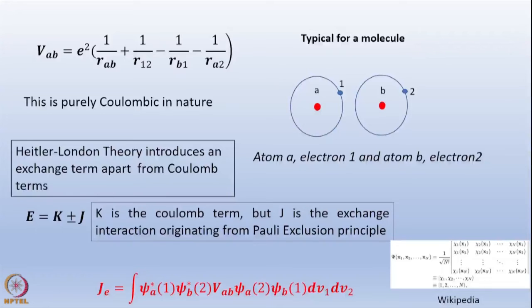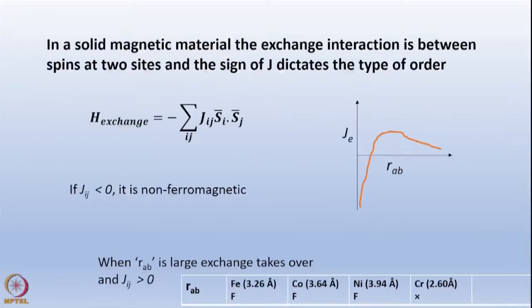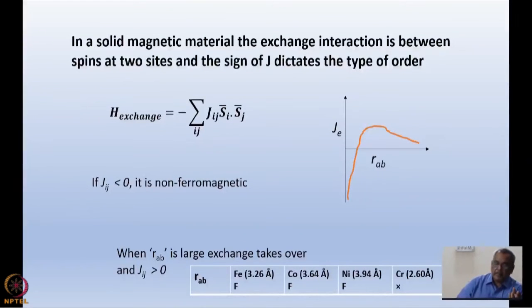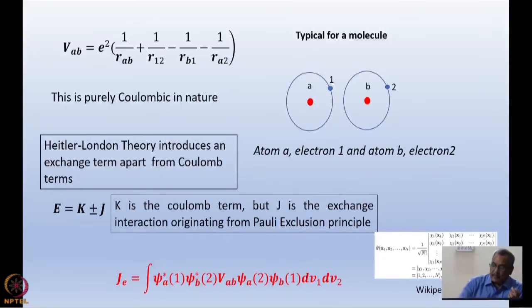This is possible for identical particles, and in this case, following Fermi-Dirac statistics, a similar thing you might have seen when you write down the Slater determinant for an n electron system. So Jij is a calculation of this integral where we have exchange, we have psi A star 1, psi B star 2, which is exactly what you see here. Then the interaction energy between these two states where the electrons are exchanged.